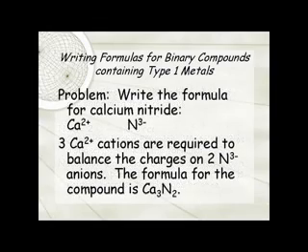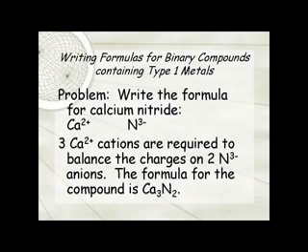Let's try another problem. Let's look at writing the formula for calcium nitride. The calcium ion is Ca2 plus. The nitride ion is N3 minus. Now this one's a little trickier because we have a 2 plus charge and 3 negative charges, and we need to get an equal number of plus and minus charges. Now the best way to do this when you have a 2 and a 3 together is to take them both to 6. So 3 Ca2 plus cations are required to balance the charges on 2 N3 minus. 3 times 2 plus is 6 plus. 2 times 3 negative is 6 negative, so we would then have 6 positive charges and 6 negative charges balancing each other.